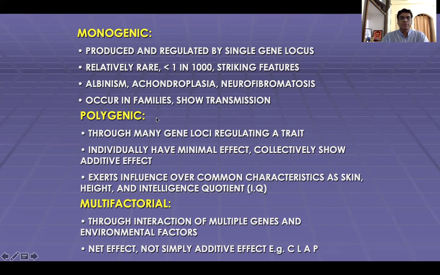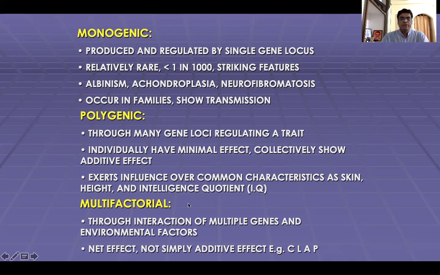Whereas polygenic type of inheritance will occur through many gene loci regulating a particular trait. Individually, each will have minimal effect, but collectively they show an additive or compound effect. This polygenic type of inheritance exerts influence over common characteristics such as skin, height, and intelligence quotient or IQ.